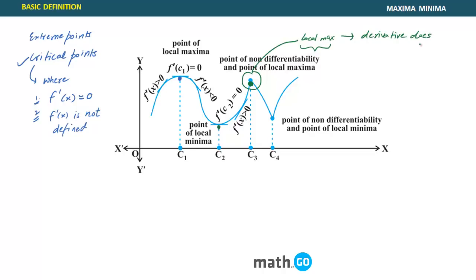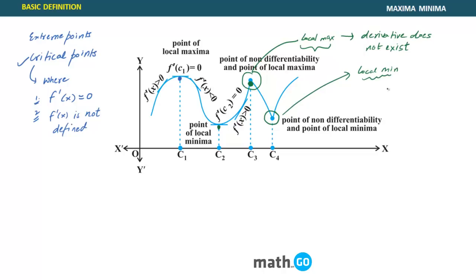Because it is not a smooth edge here, it is a pointed edge. Whenever you have a pointed edge, that means it is not differentiable at this particular point. So the derivative does not exist. Similarly, if you see here at C4, the same property, that the derivative does not exist, though it is still a point of local minima.